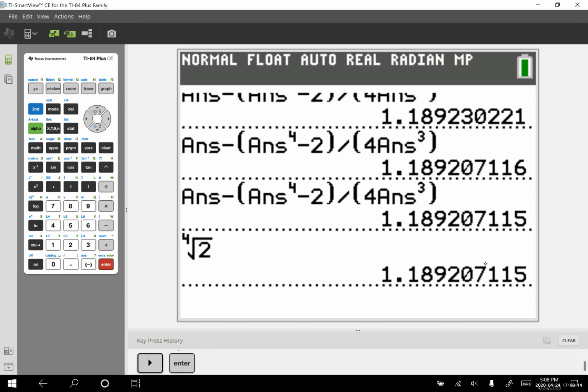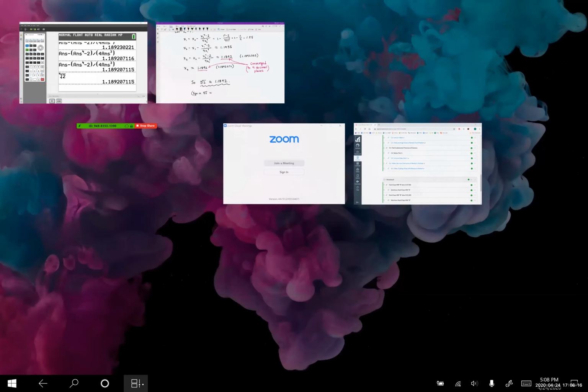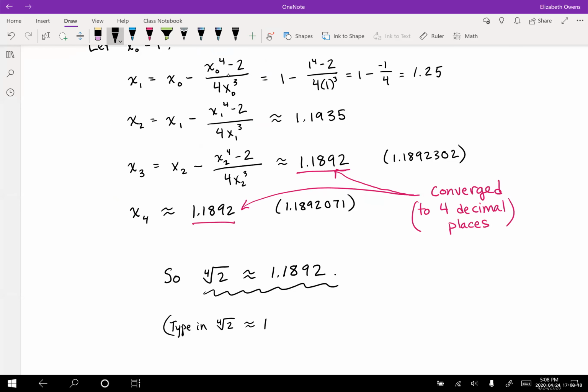I'll go back and write our 4th root of 2 on the notes here. 1.189207115. All right. Matches with our x5 approximation. Nice. Pretty neat. Okay. So yeah, that is Newton's method. Cool.